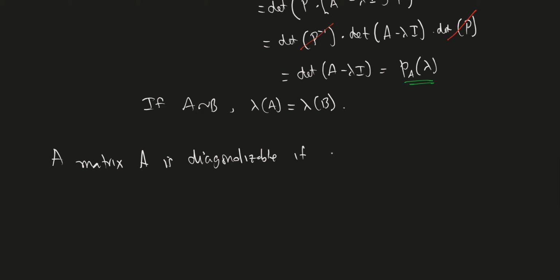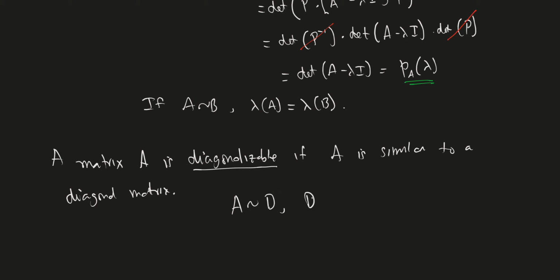Again, if and only if A is similar to a diagonal matrix. Interesting, right? So that's what it means. So then it's basically this: A would be similar to D, where D is diagonal.